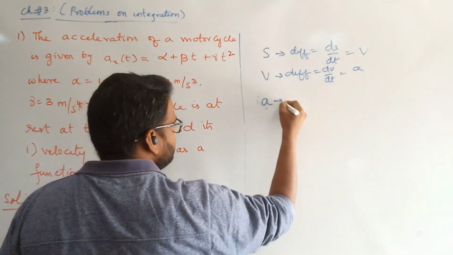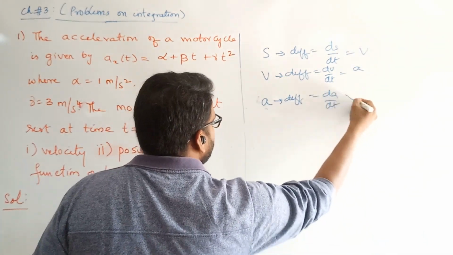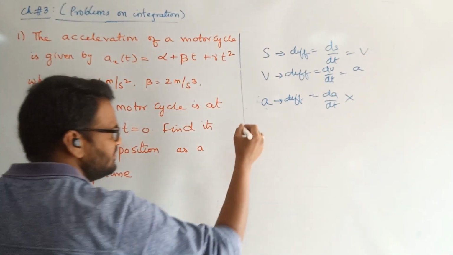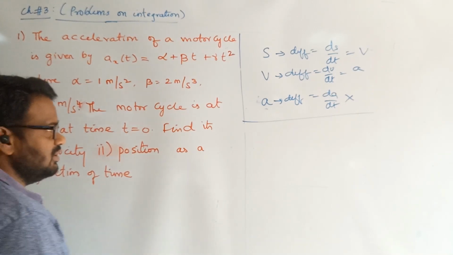This basic knowledge should be there. Differentiation of acceleration is dA by dt, and there is no such new parameter that exists for this. It is only dA by dt itself. Differentiation of s gives v, differentiation of v gives a. Differentiation of a can be done, but that is of no new parameter.